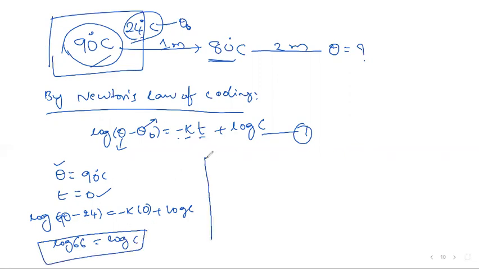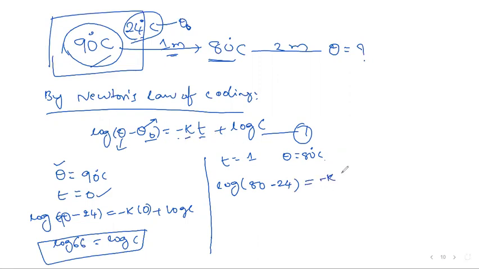So next, after 1 minute, meaning at time 1 minute, the temperature of the cup of coffee has decreased to 80 degrees Celsius. Yes, it has decreased to 80 degrees. Now substitute in equation 1. Log of theta, 80 degrees Celsius, minus theta naught. Theta naught is always 24. Yes or no? Yes. Is equal to minus k into t.